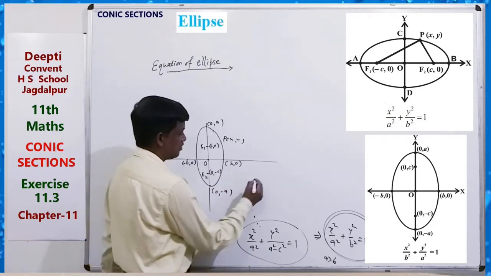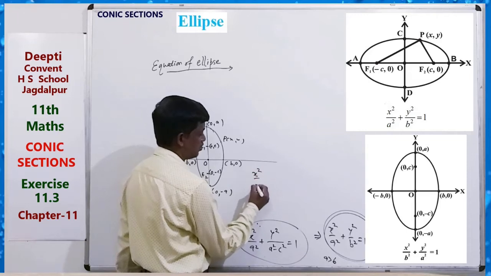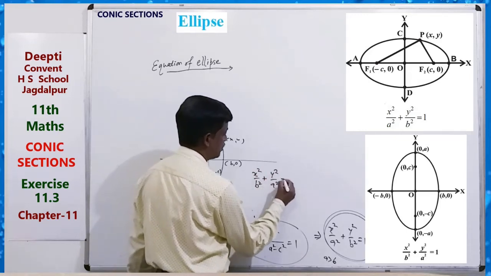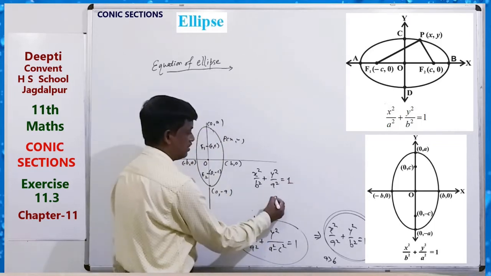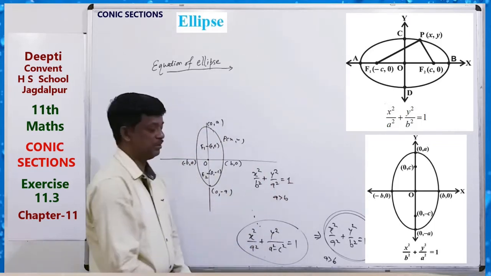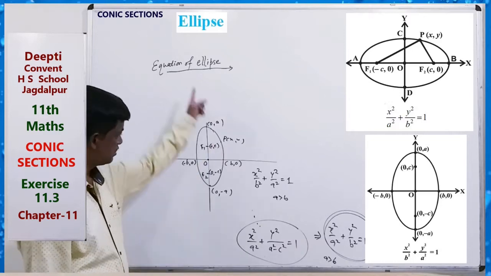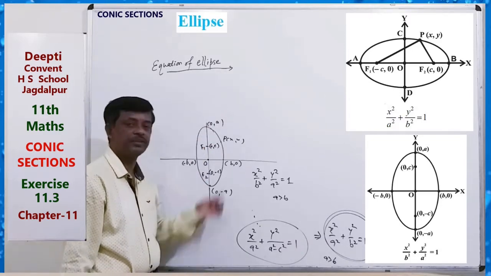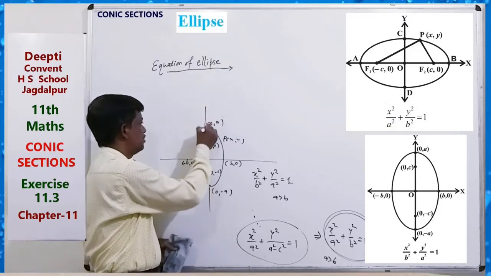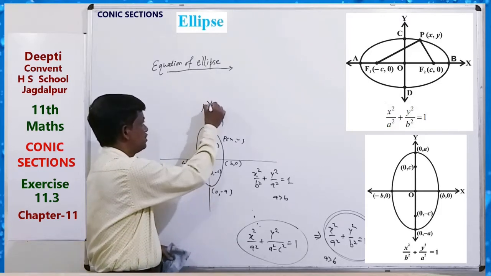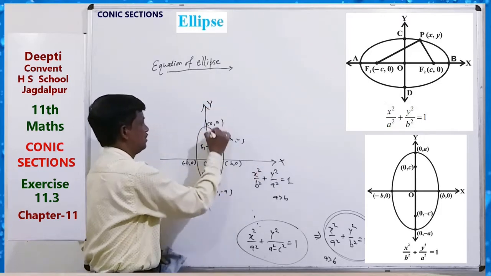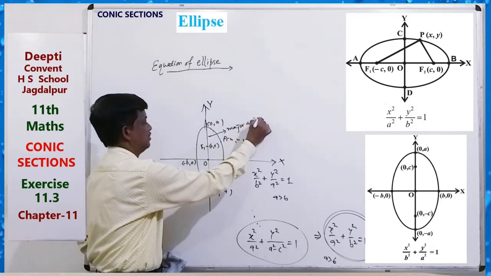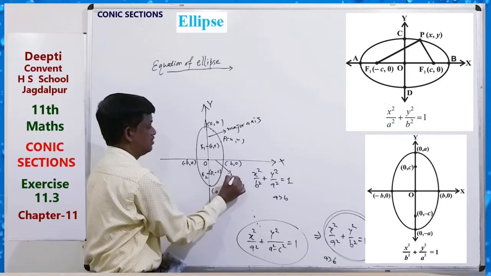Then B is on this line, A on this line. So the equation will be like this: x square upon b square plus y square upon a square equals 1. Here a is greater than b. So this is a vertical ellipse whose major axis is along the y axis. This is the y axis. This is the x axis. This is the major axis. This is the minor axis.